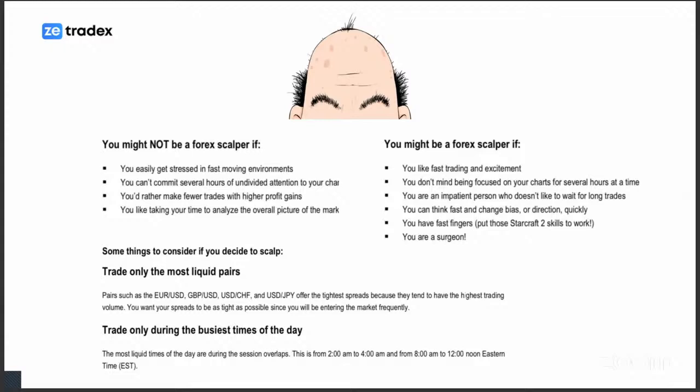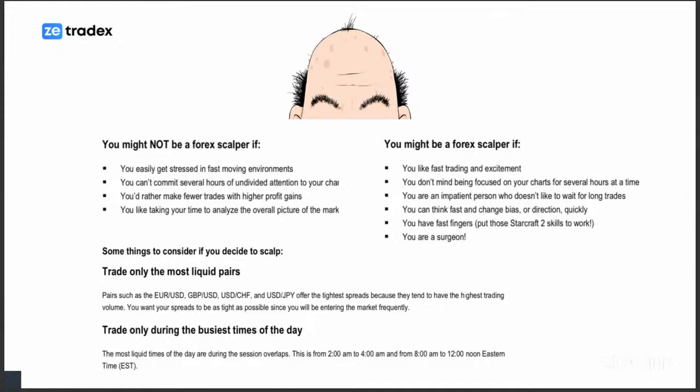Some things to consider if you decide to scalp: you trade only the most liquid pairs such as the EUR/USD, GBP/USD, USD/CHF, USD/JPY. They offer the tightest spreads because they tend to have the highest trading volume. You want your spreads to be as tight as possible since you will be entering the market frequently.